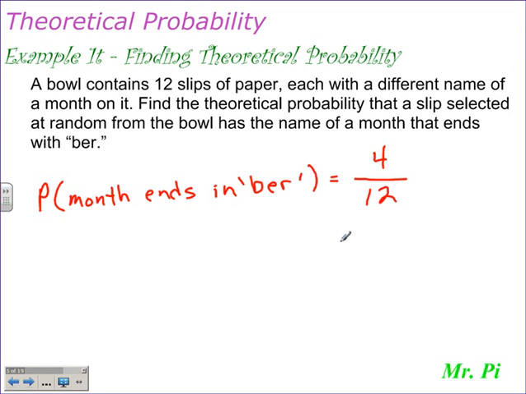But probabilities, because they are fractions, should be reduced or simplified, meaning finding a common factor of 4 and 12, which would be 4. That means I need to divide both the numerator and the denominator by 4 to get the reduced probability. 4 divided by 4 is 1, and 12 divided by 4 is 3. So the probability that a slip of paper is going to have a month that ends in BER is going to be 1/3.